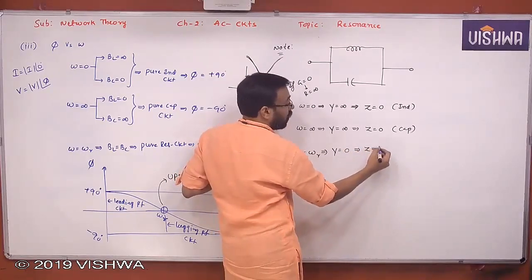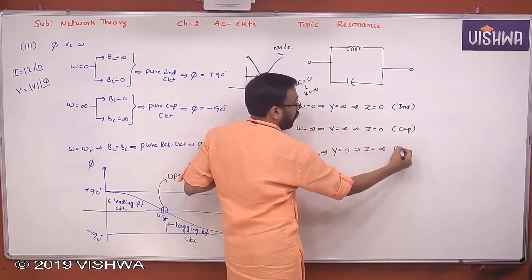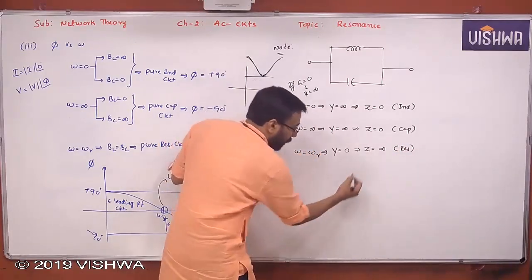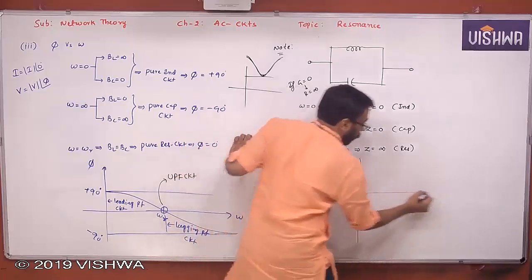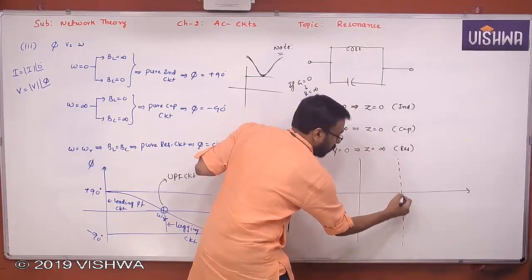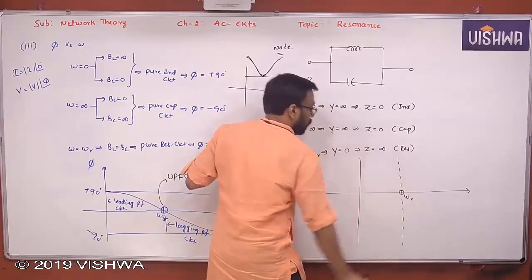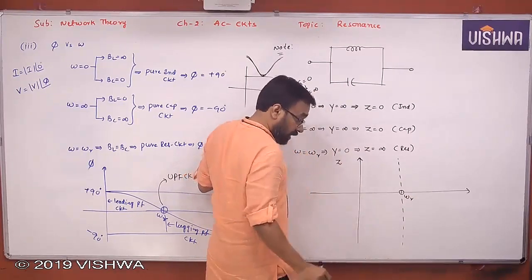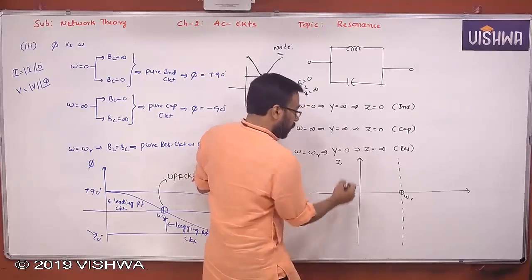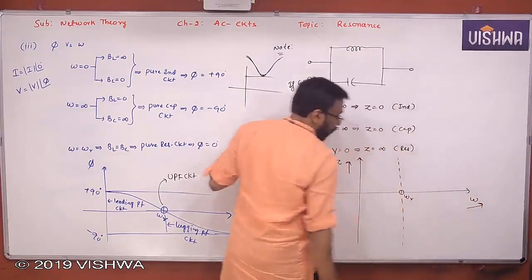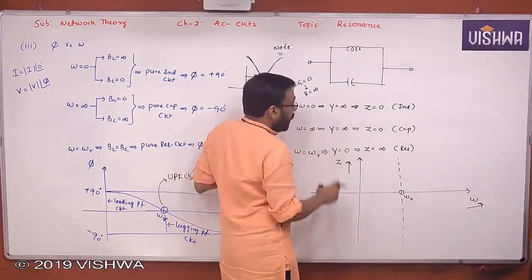Then Z becomes what? Infinity. It becomes what? Resistive. Clear? So when you draw the characteristics here, look at this, all of you. This is the frequency at which resonance occurs. Now when you draw the characteristics for Z versus omega, initially it is inductive.